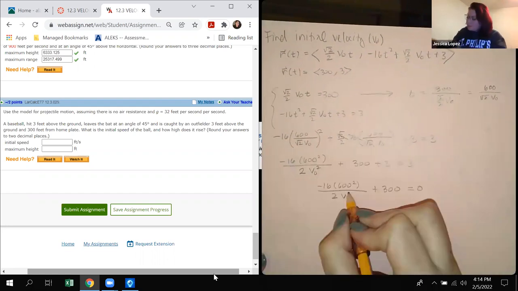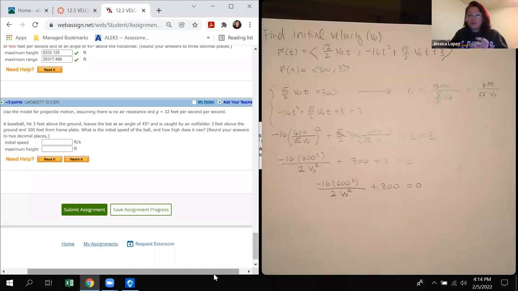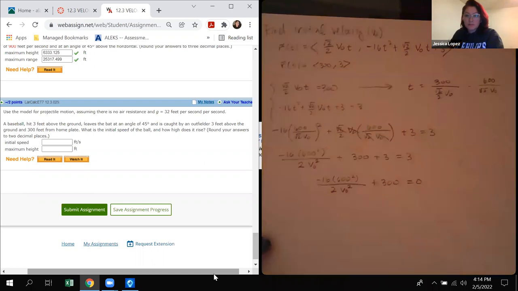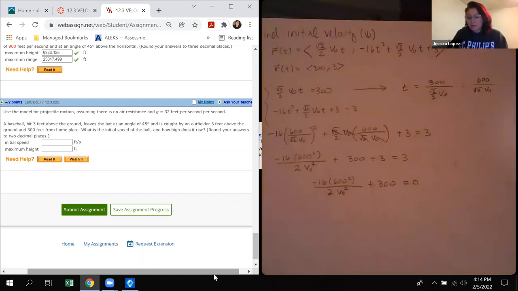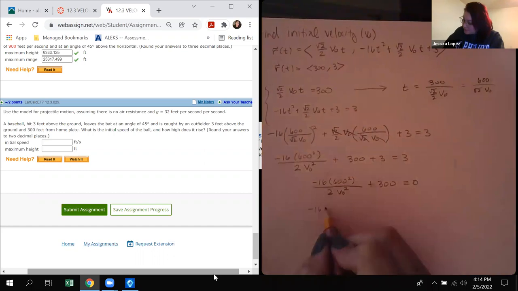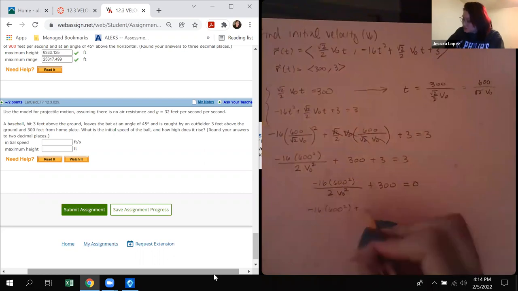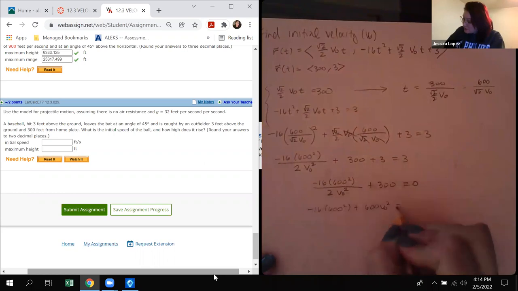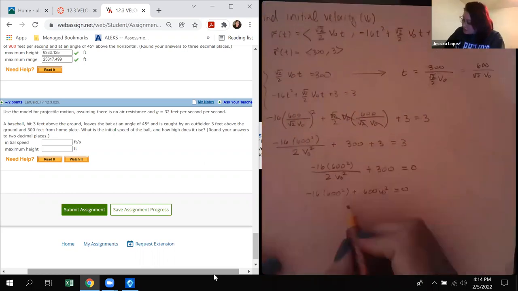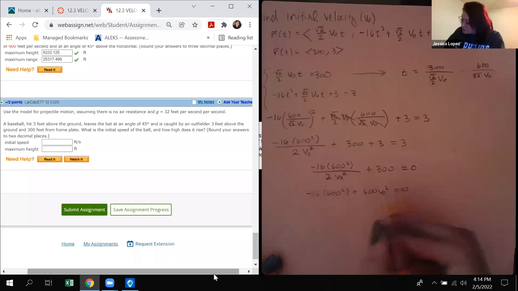I'm going to multiply everybody by the common denominator, which is 2 v naught squared. So when I do that, this will go away. I don't want to write out what 600 squared is. It's like 36 with 4 zeros. I'm going to get 600 v naught squared. But then in order for me to solve, I'm going to have to add that over.